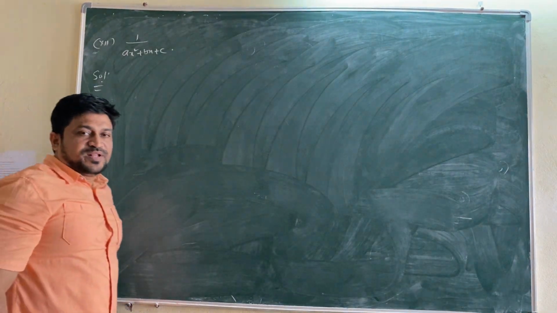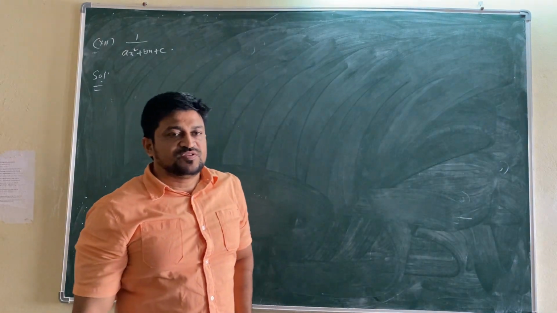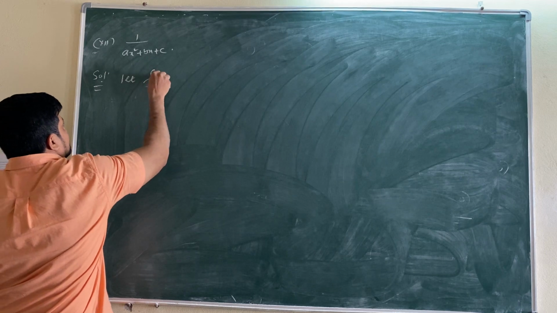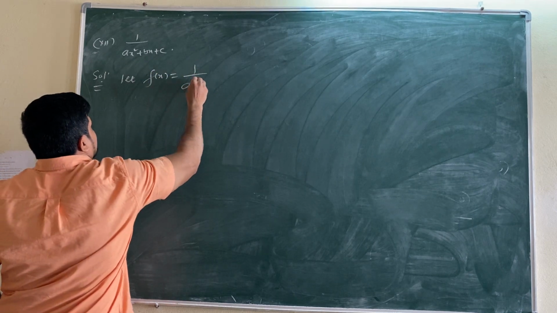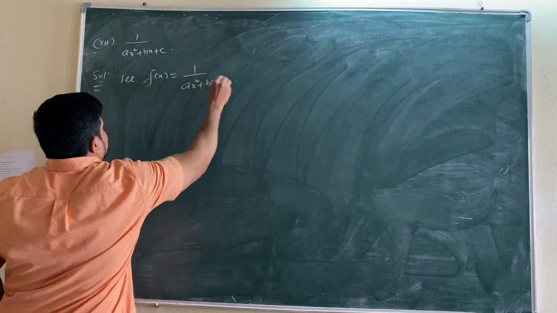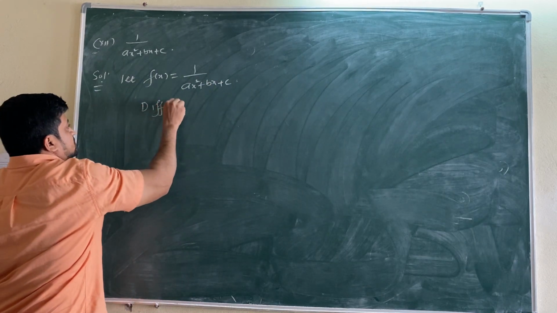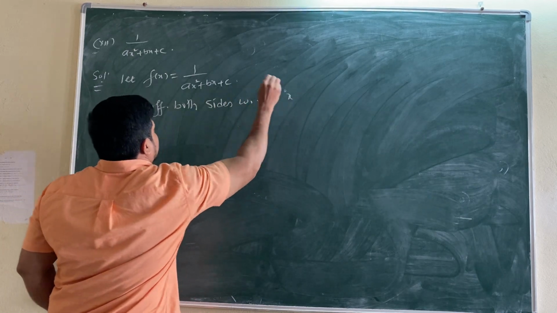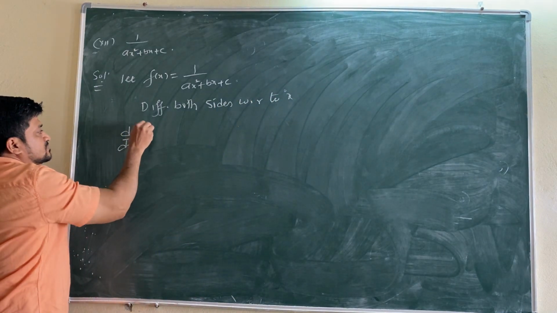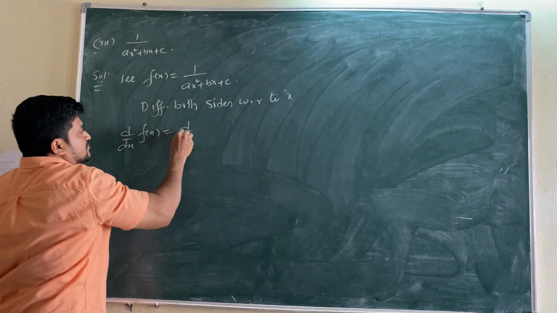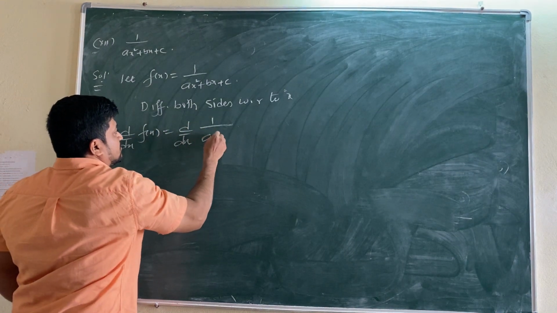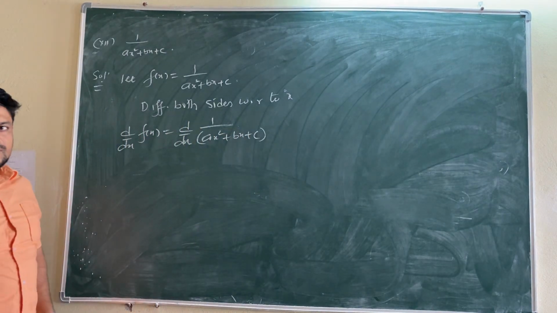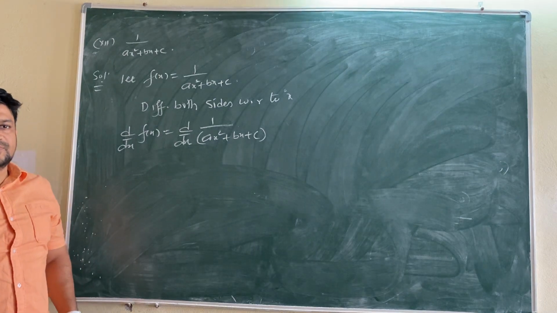1 by ax square plus bx plus c. To find the derivative of this one, first foremost step, then divide by x. 1 by x. Very good.